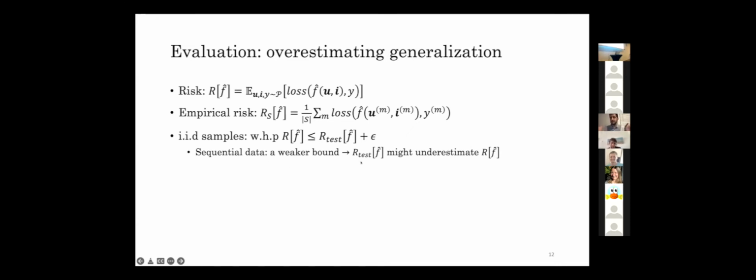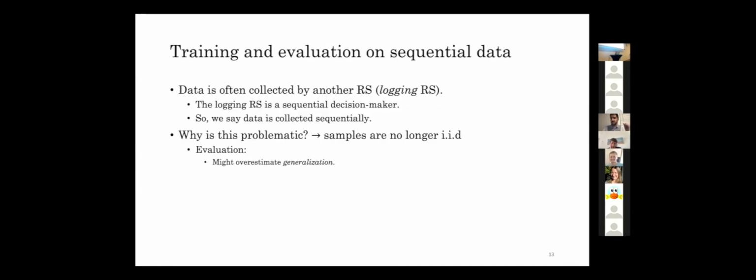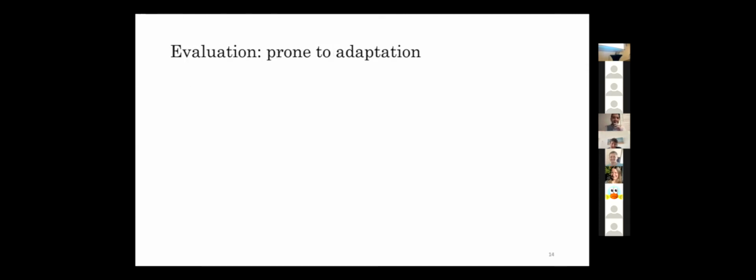So probably I'm just overestimating the performance of my classifier or my recommender system. That's the first problem and first conjecture. The second problem might be that the evaluation process might be prone to adaptation. And what is adaptation? I open another parenthesis here.